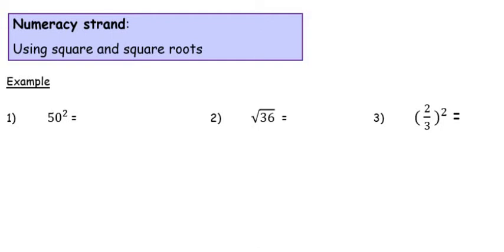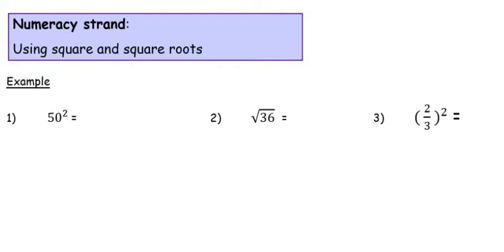So today we're going to look at the numeracy strand using squares and square roots. Now, if we square a number, it means we multiply the number by itself. So for 4 squared, 4 times 4 is 16. Square root is the opposite. So you'd get a number such as 25, and you'd have to work out what number times by itself gets 25. In that case, 5 times 5 is 25.